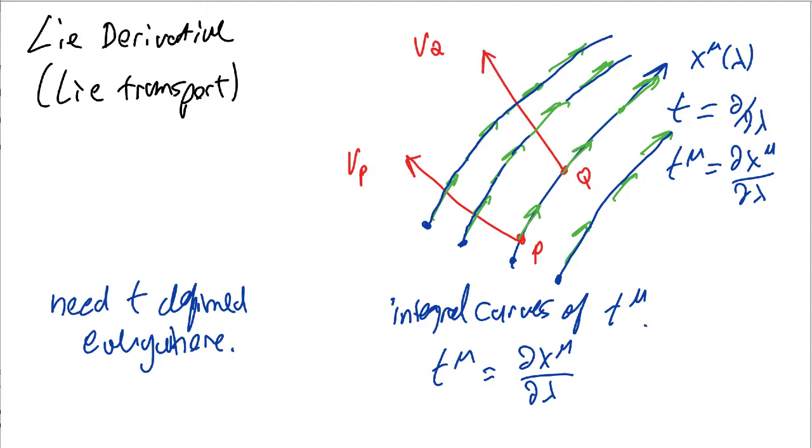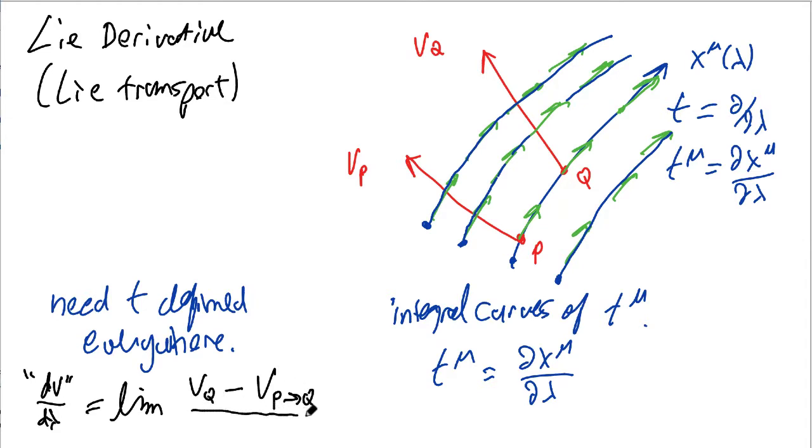And we'll define then the Lie derivative, and I'll just temporarily call it dv d lambda, will be defined as the limit of v at point Q minus v at point P, but transported by the flow lines of the vector field T from point P to point Q, divided by delta lambda.